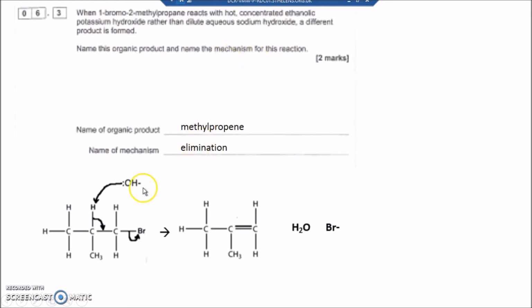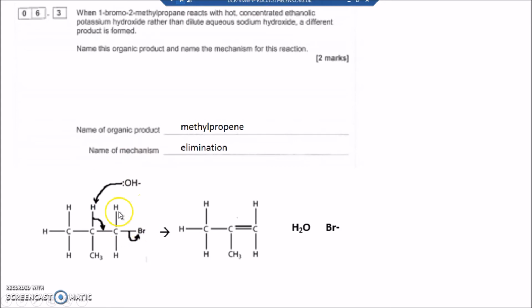I'm going to look at the mechanism. So the OH-, that's the important part. When sodium hydroxide or potassium hydroxide dissociate, they make OH- ions, and there's a lone pair of electrons on the O, which is important. And the sodium and potassium are really not important. We don't include those at all. Now what happens in hot ethanol, hot ethanolic solution, is that you get a different mechanism.